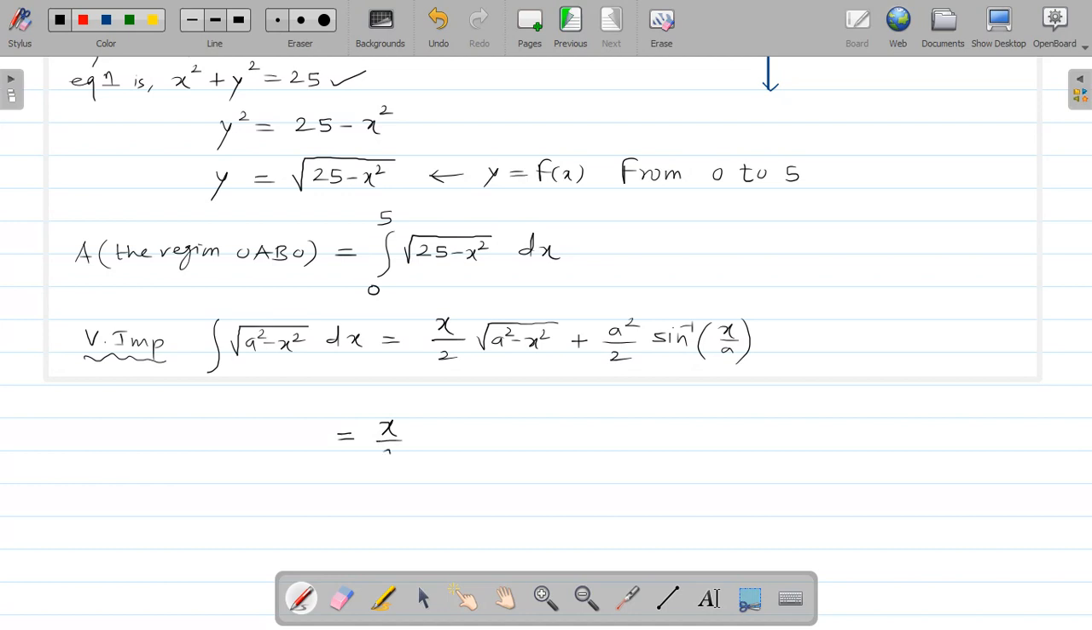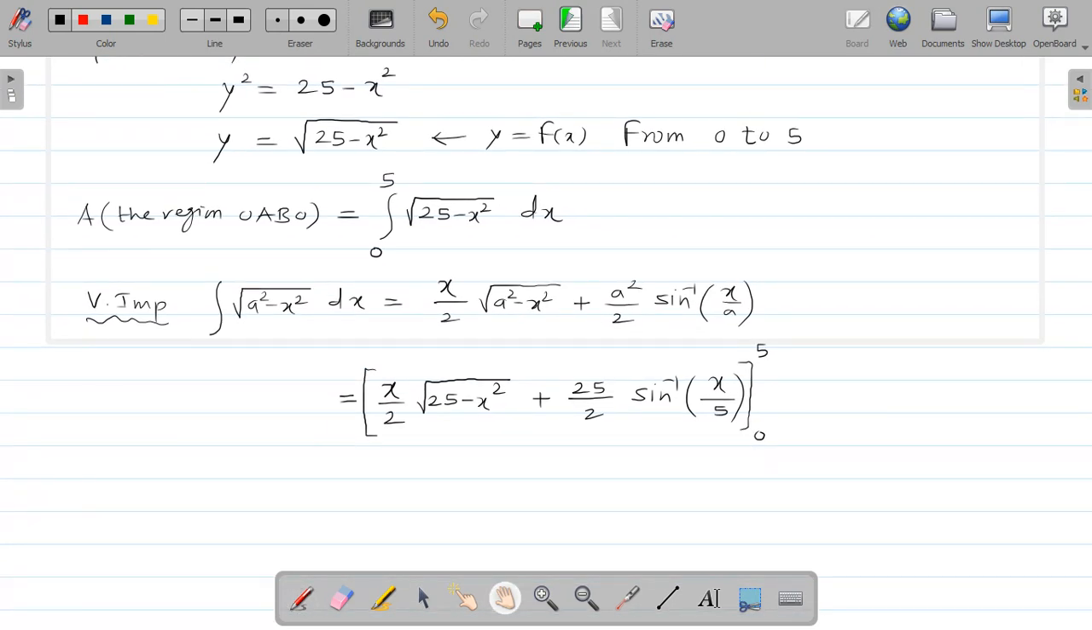So how will you get the integration? x by 2, x is as it is, into root of a square minus x square, meaning the same function, 25 minus x square, plus a square, meaning here 25 upon 2 into sine inverse of x upon a, and a means 5. So integration is completed by this rule. Check the rule and apply it for root of 25 minus x square. So it is from 0 to 5.